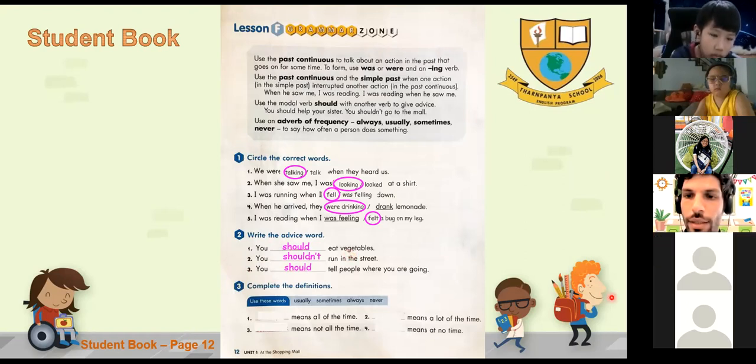Good morning. Okay. Do you have any question regarding should and shouldn't? Do you have any questions about this grammar rule?